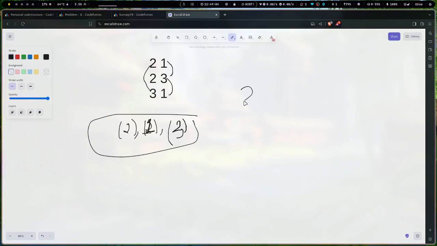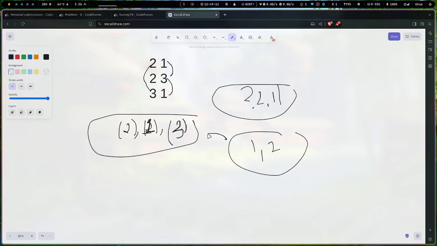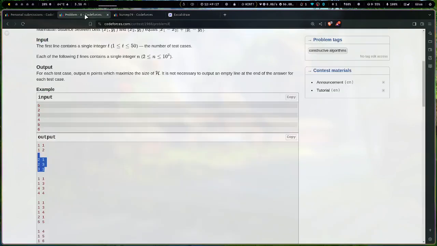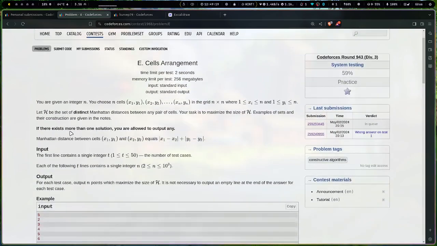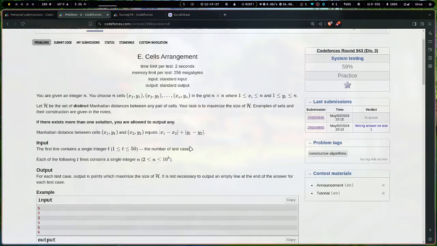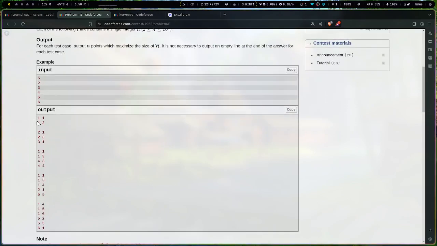Suppose we get something like 2, 2, 1. So the distinct ones are 1 and 2, so this is not the maximum. We need to find the maximum; we need to maximize this H. So the number of distinct elements in that set should be maximum. Okay, so what will you do?